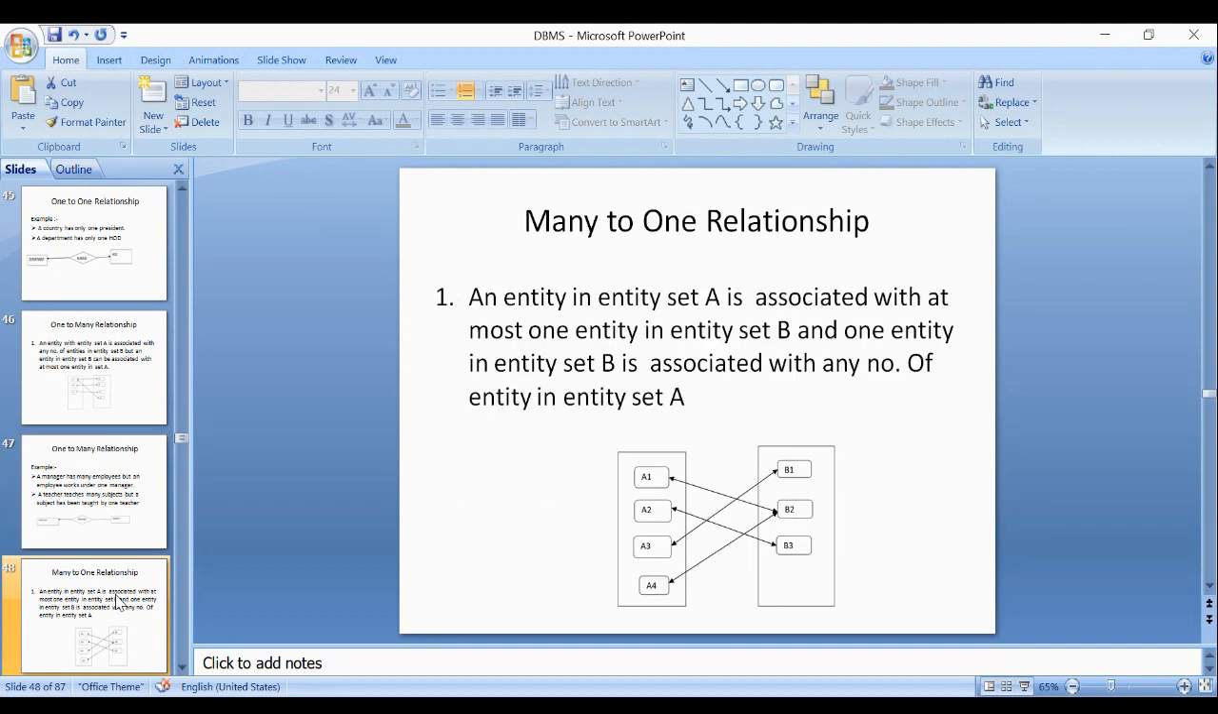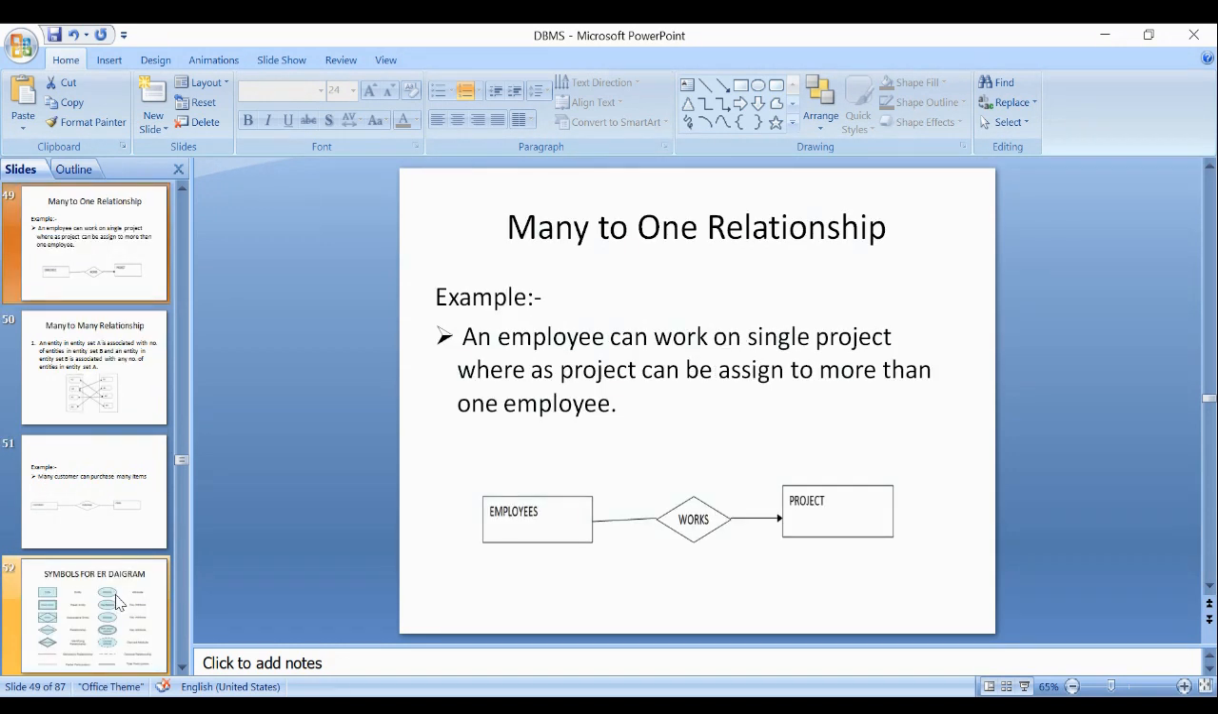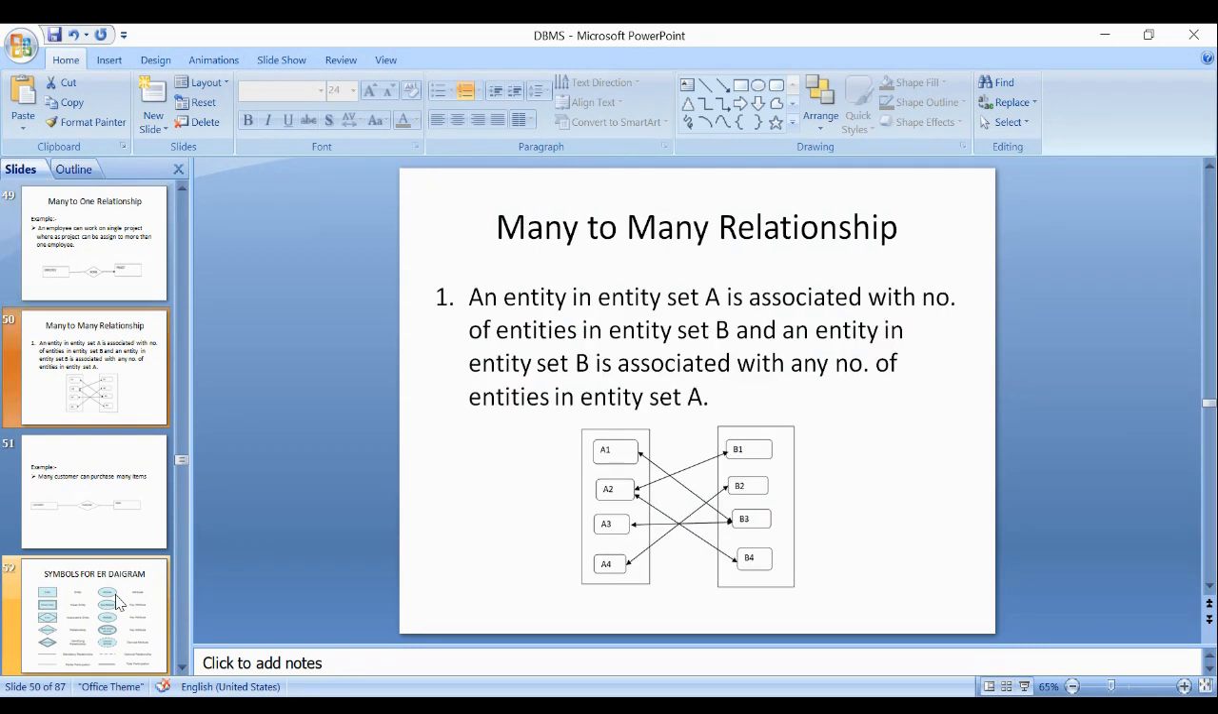Now coming to the third one, that is many to one relationship. An entity in entity set A is associated with at most one entity in entity set B, and one entity in entity set B is associated with any number of entities in entity set A. Coming to the example of many to one relationship, an employee can work on a single project whereas a project can be assigned to more than one employee.